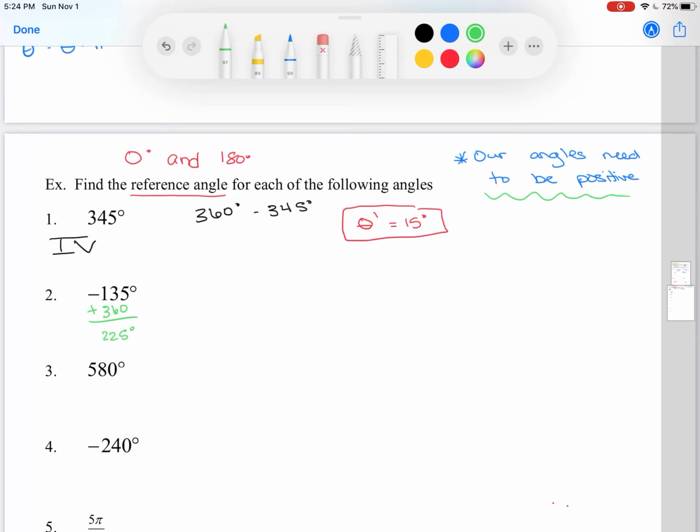The coterminal angle to negative 135 is telling me that I need to add a rotation. So I'm going to add 360 degrees. And by adding 360 degrees, I'm going to end up with 225 degrees. Now remember, that was just an added step because we need to have a positive angle so that we can refer later. All right, so now with 225 degrees, I know that that's going to be in the 3rd quadrant.